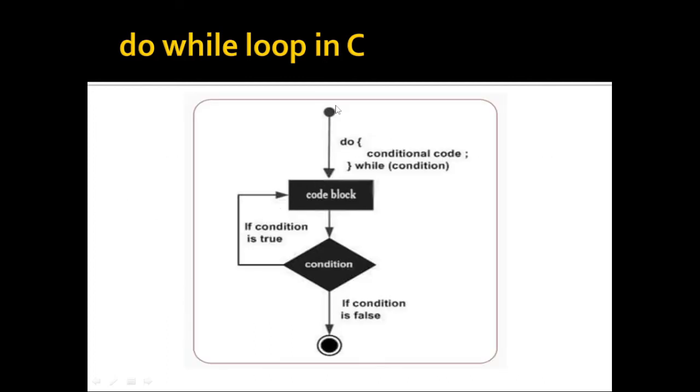So the flowchart for this is, we have here the code block. So you notice that it will not first evaluate the condition. So this means that it will always execute the code block at least once, in contrast with the while loop. With the while loop, let's say for example the initial condition is false, then it goes out of the loop automatically. But here it will first execute the code and then it will test the condition. So if it's true, it goes back to executing the code, condition, code, condition, code, condition, false, it goes out of the loop.